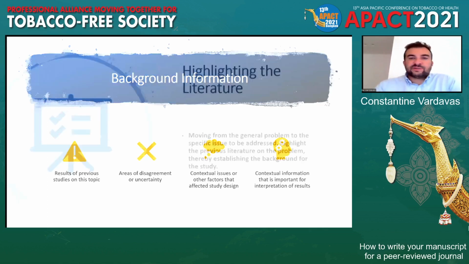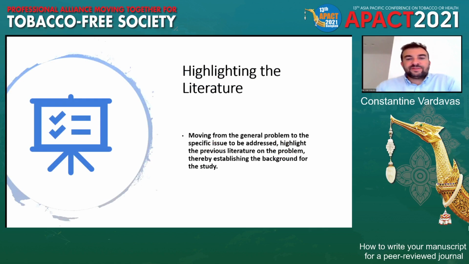So when you're starting off with the literature, you move from the general problem, secondhand smoke is detrimental to human health, okay, everyone knows that, to the more specific problem. The problem may be that children are exposed to secondhand smoke in our region or in the country of interest. So you're going from a general problem to a specific problem, and that's how you move. And you highlight the previous literature by putting references, and again, remember, 10 references is about right. Maybe 15, but never more than 15 in an introduction.